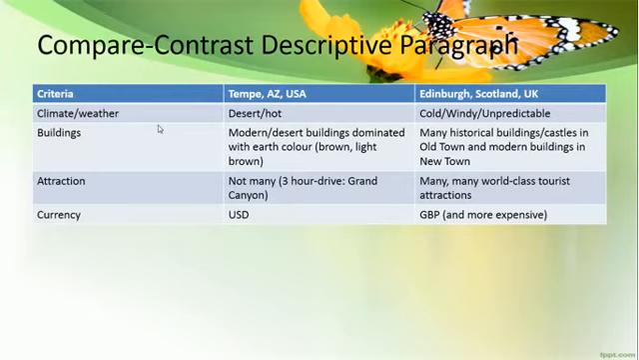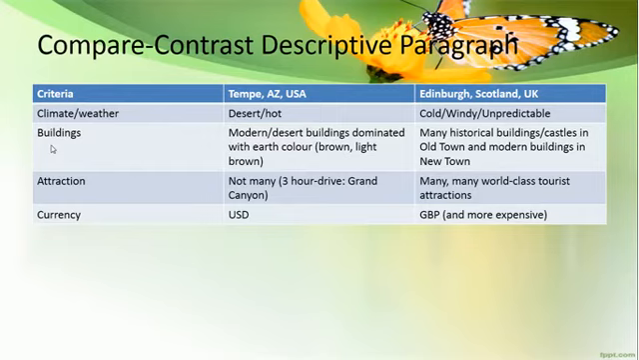So let's say, for example, in my paragraph later, I will just use 2 criteria, let's say climate and buildings, and then I explain these criteria in depth or in detail in a good descriptive paragraph. Remember once again that in descriptive paragraphs, details are very important. So the more detailed you write, the better.